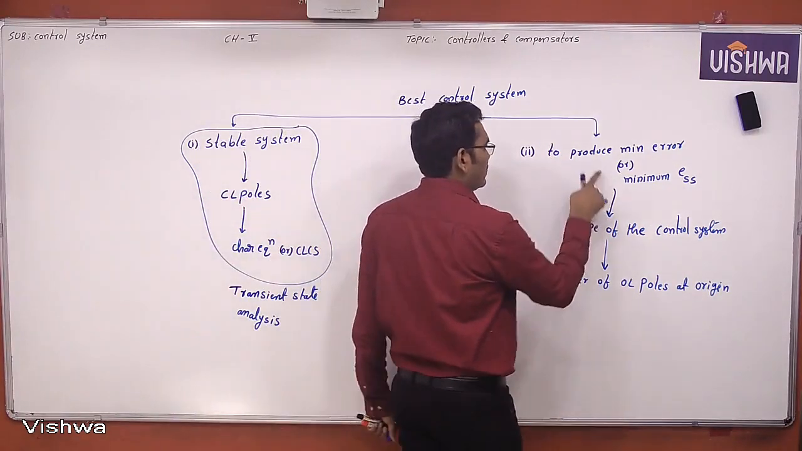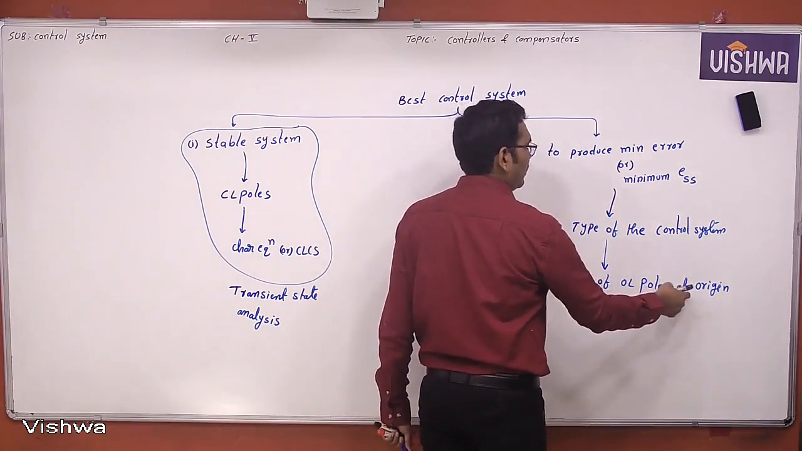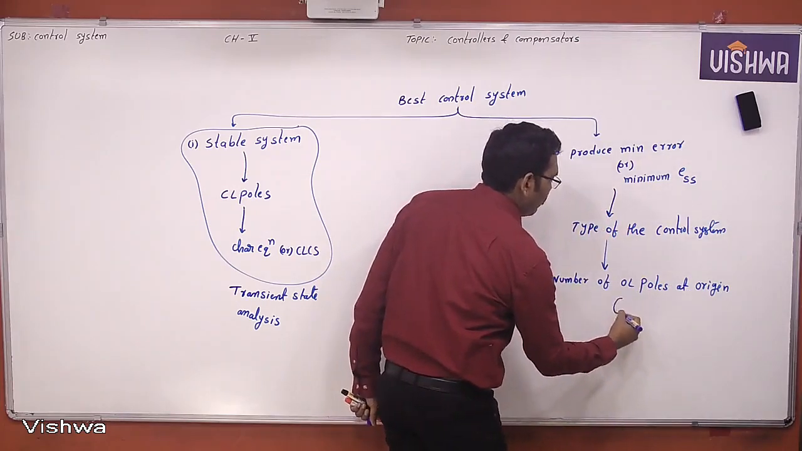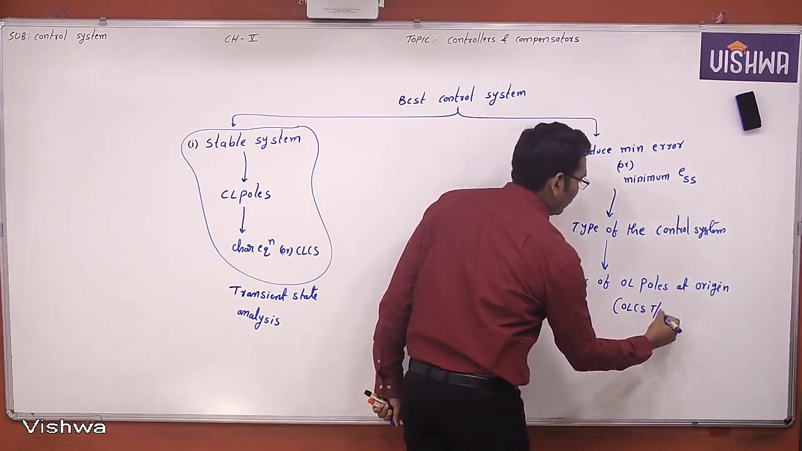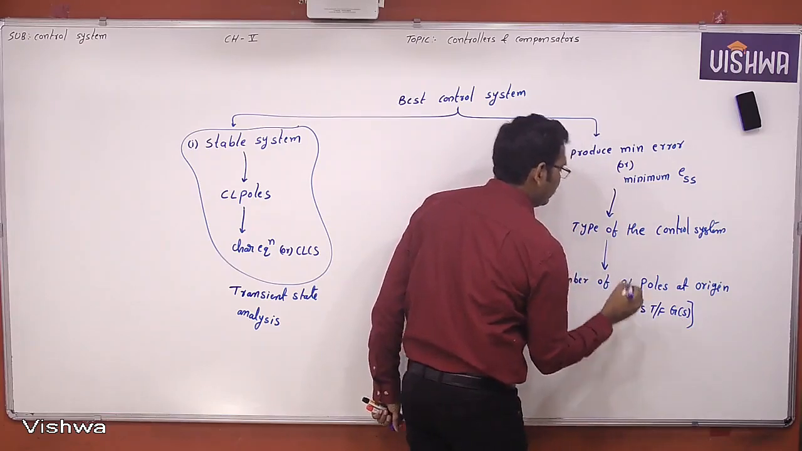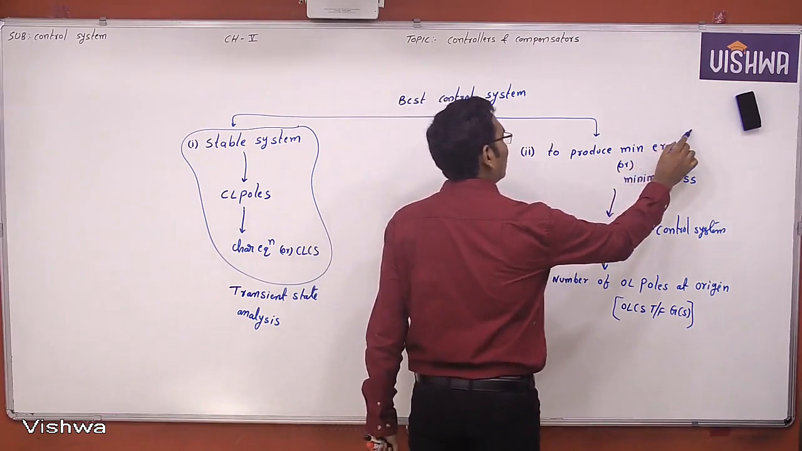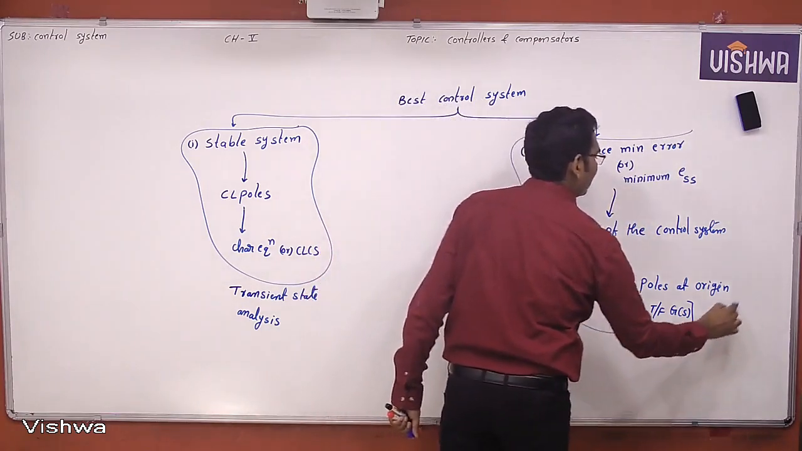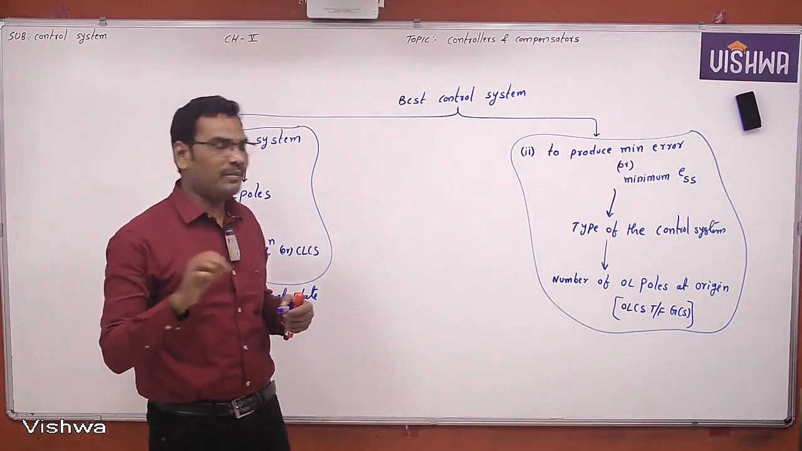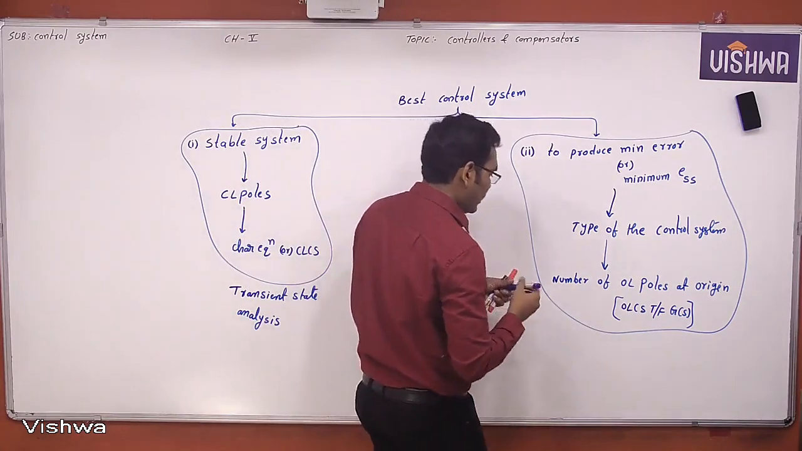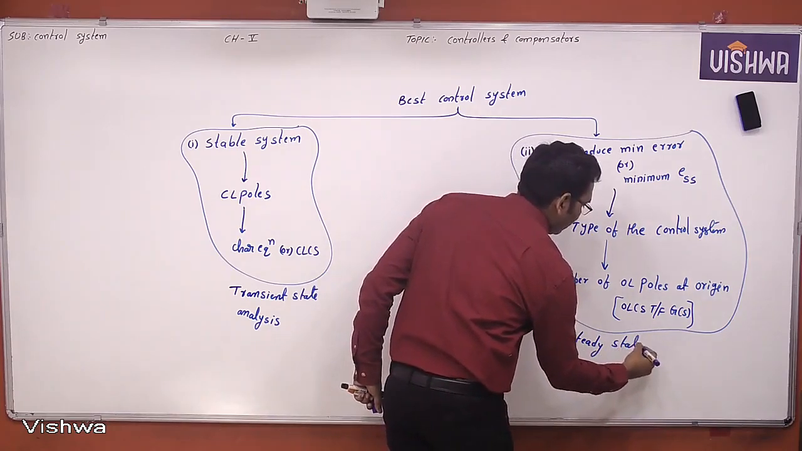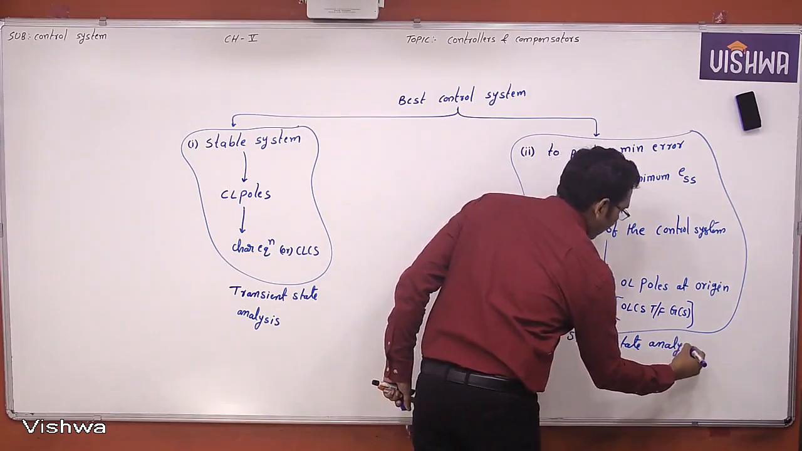So the steady state error depends upon the type. Type is the number of open loop poles at origin. Open loop poles means we require the open loop control system transfer function G(s). So we want a best system, meaning a minimum error or a minimum steady state error. Now this part is nothing but steady state analysis. This deals with steady state analysis.